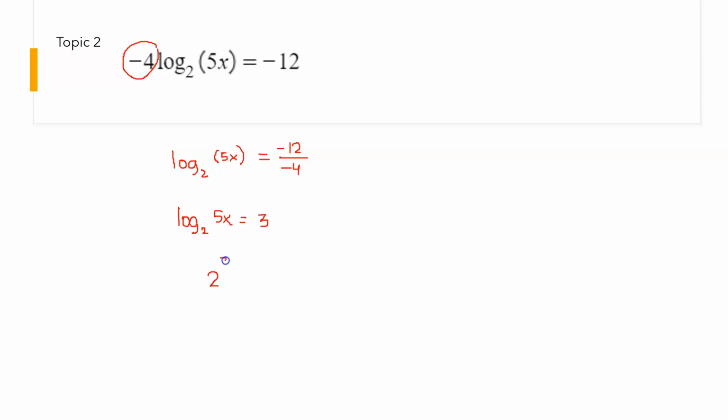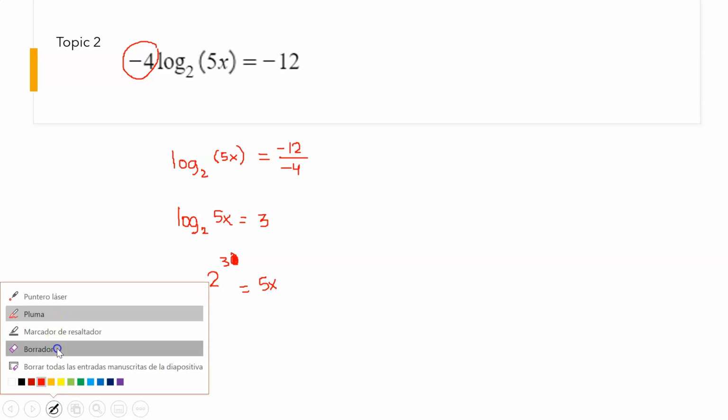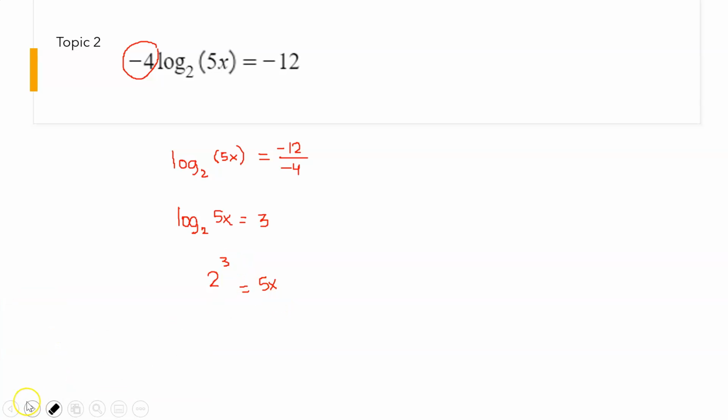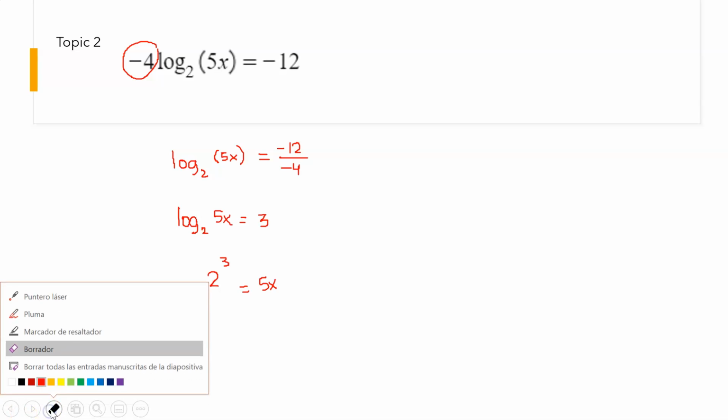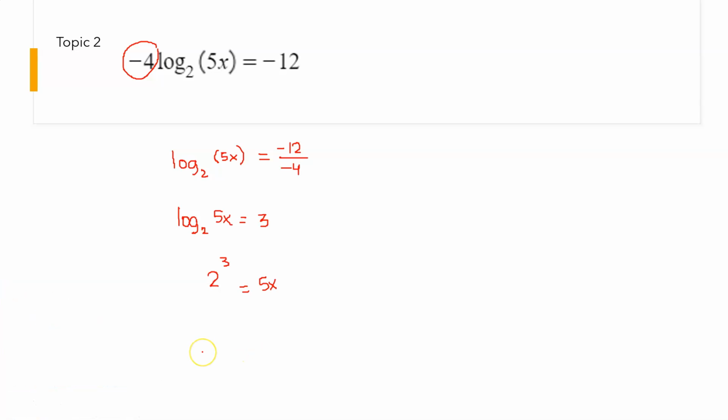2 is the base, 3 is the exponent, and 5x is the value. Then 2 to the 3 equals 8. So 5x equals 8. So x equals 8 over 5, and that would be the answer.